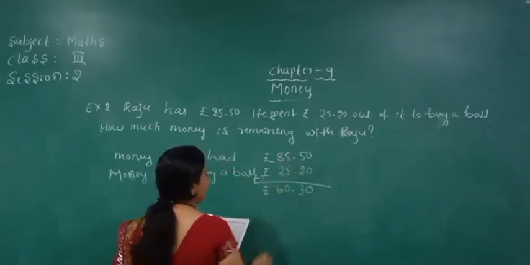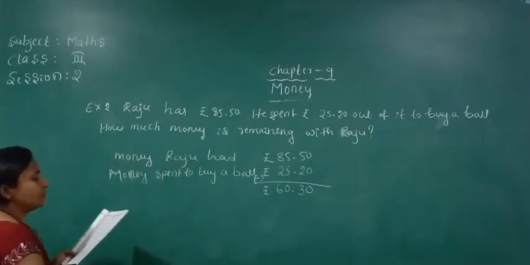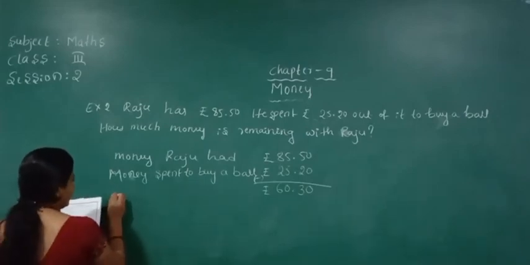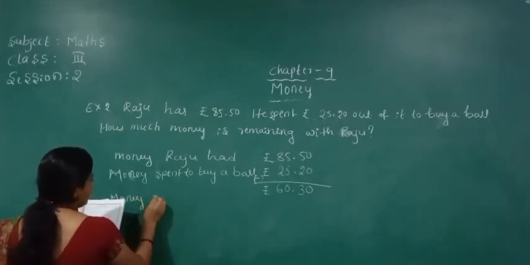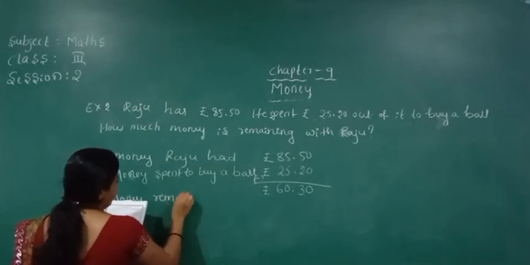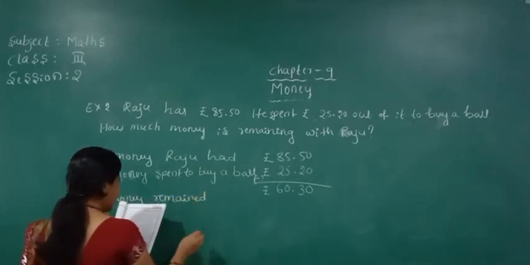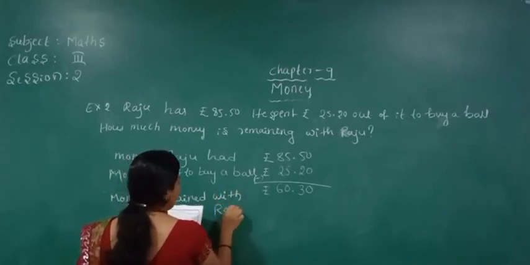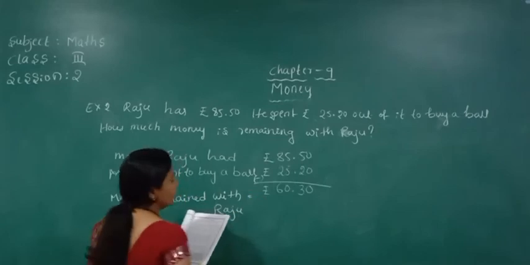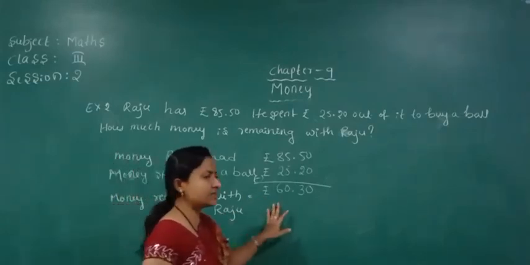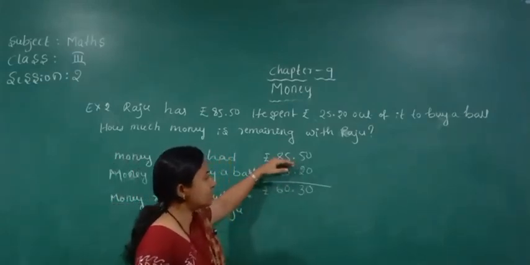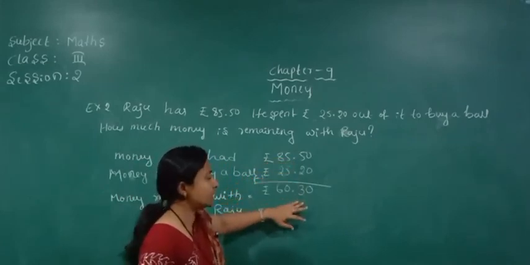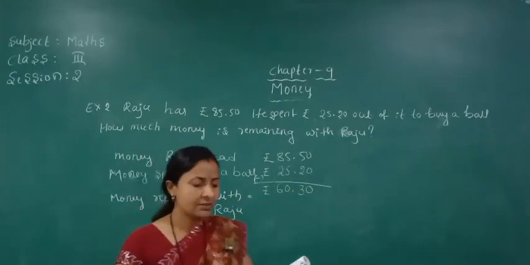Okay, so out of the 85 rupees 50 paise he has, the money remaining with Raju is how much? Rupees 60 30 paise. Understood? So we subtract the one ball price from the total amount. Okay, so we get the answer, rupees 60 30 paise.